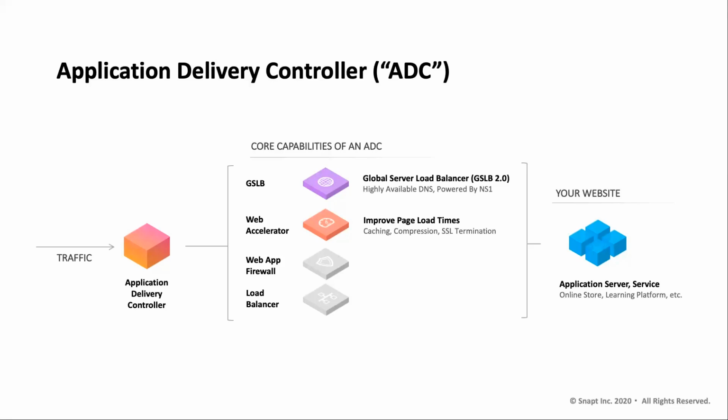As you can see from an architecture standpoint, the ADC lies between the user, where traffic is coming from, and your application. On the right, you can see your website. That could be running in a cloud provider, on-premise, on a virtual instance, or on a server platform, and it could be providing an online store, a learning platform for students, a business application, even a virtual desktop for your remote users to work from home, and so on. The ADC really enables all those key functions for availability and performance on top of any application that you're running at the back end.